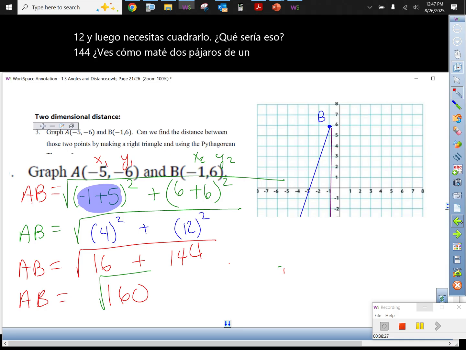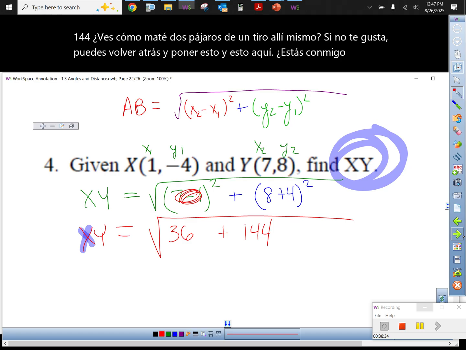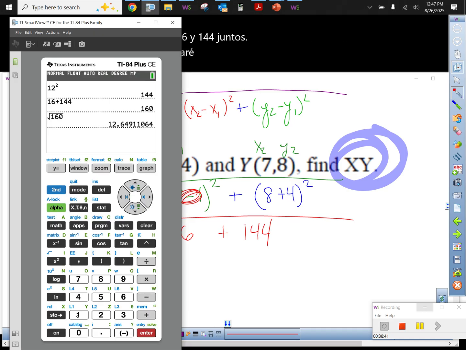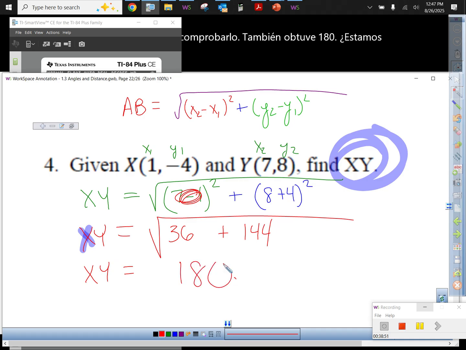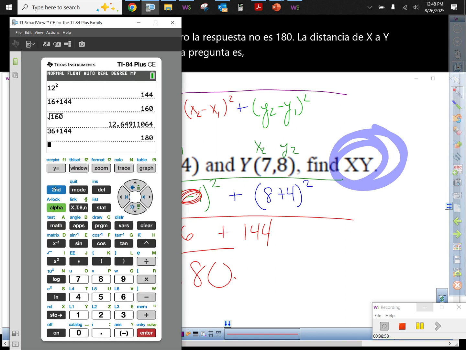Are you with me on that? So we'll do that. But I've got to add 36 and 144 together. So 36 plus 144, I'll let you punch that in. Thank you for that. I'll double check, not that I don't trust you, but I just like to double check. I also got 180. Are we cool with that? But the answer is not 180. The distance from X to Y is not 180. It is the square root of 180. The question is, does that come out nice? A lot of us know our perfect squares. We will definitely know them soon. The square root of 180 does not come out nice, so we're leaving it like that, square root of 180.